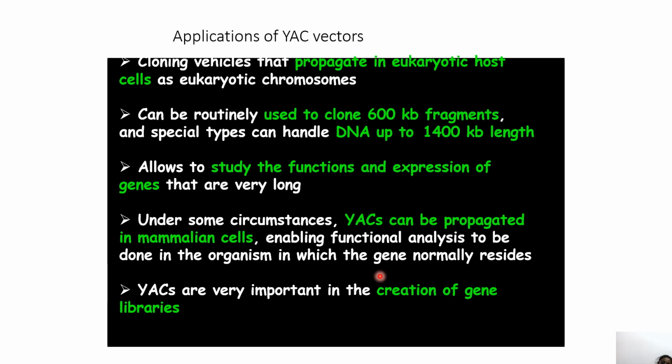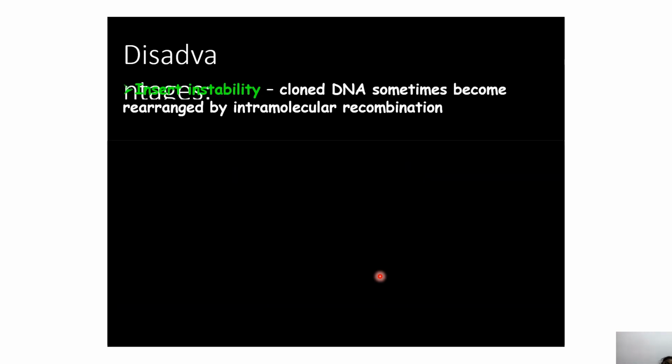So, what are the applications? These are cloning vehicles that propagate in eukaryotic host cells as eukaryotic chromosomes, and can be routinely used to clone 600 kilobase pair fragments; special types can handle DNA up to even 1400 kb in length. This allows us to study the functions and expression of genes that are very long. Under some circumstances, YACs can be propagated in mammalian cells, enabling functional analysis to be done in the organism into which the gene normally resides. And YACs are very important in the creation of gene libraries.